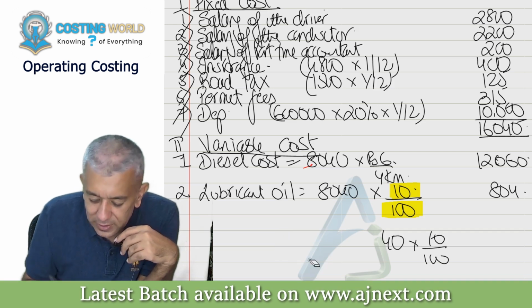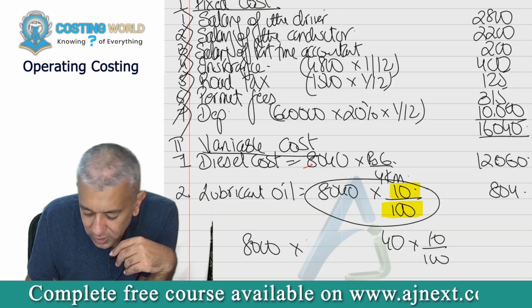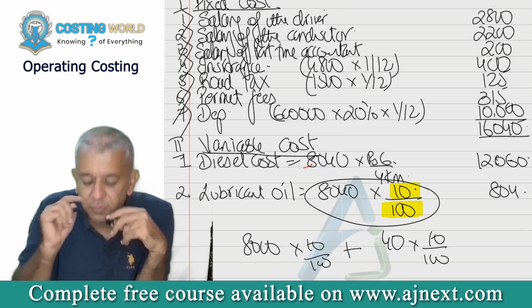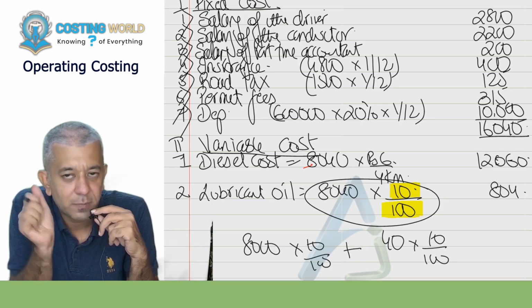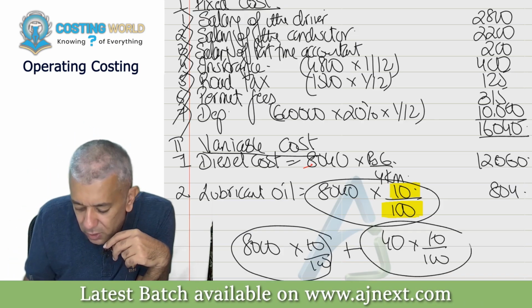Beta, one second. If somebody still has a doubt, can you say this calculation can be done like this also? 8000 into 10 by 100 plus 40 into 10 by 100. Is that okay? The answer will be the same.